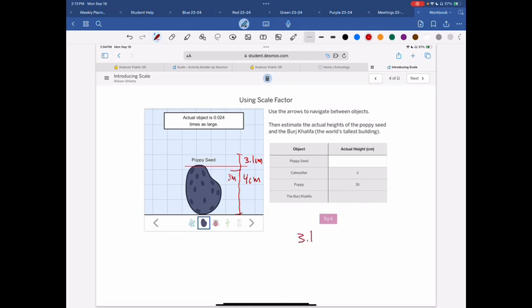So I do 3.1, and it says the actual object is 0.024 times as large. So I do that multiplication out. And you can use a calculator as well. And when I do it, I think I get 0.0792. And you can round that to 0.08 if you want.